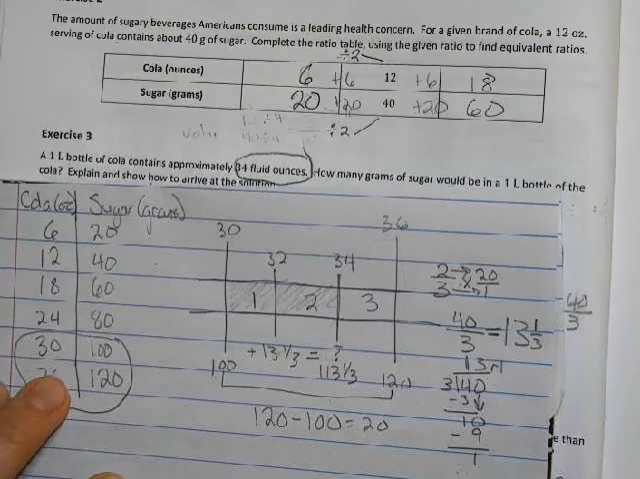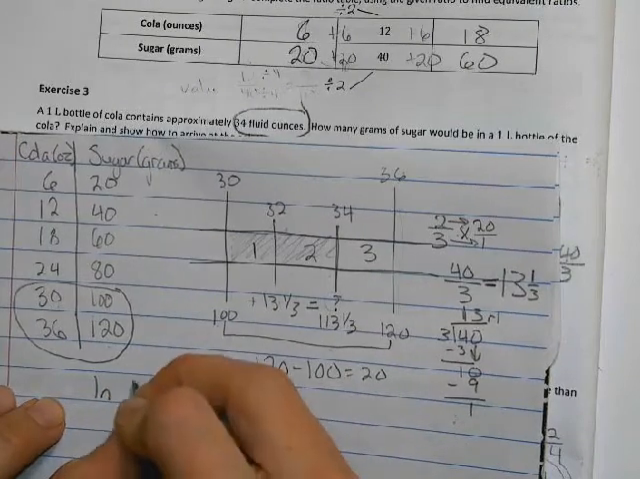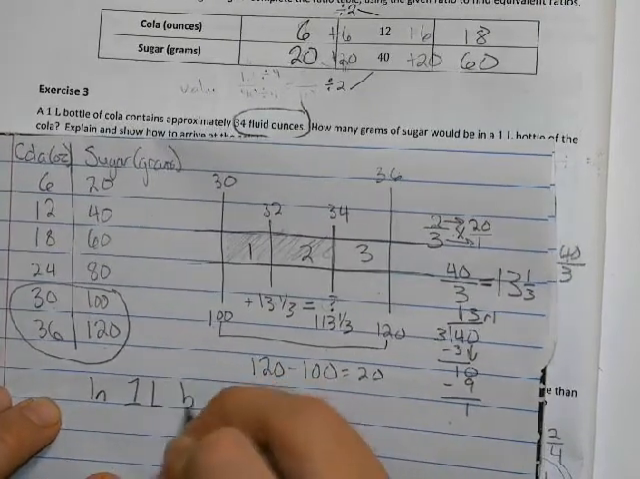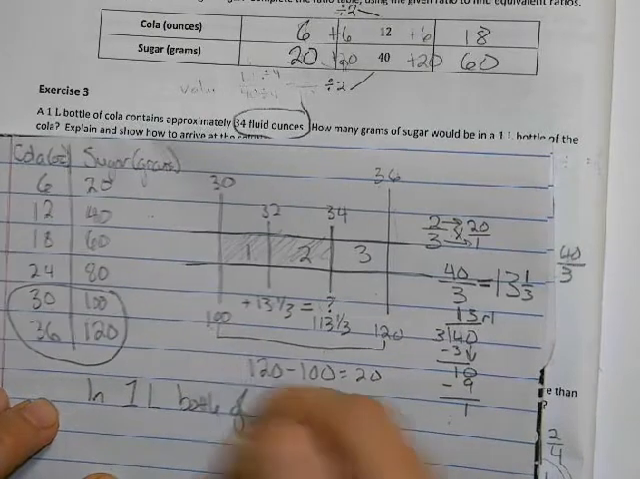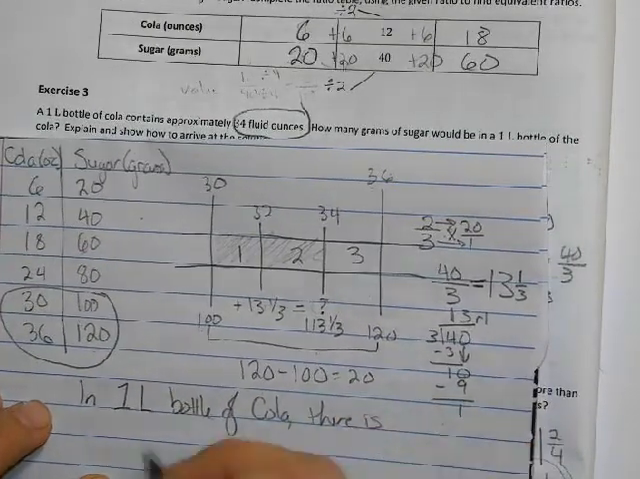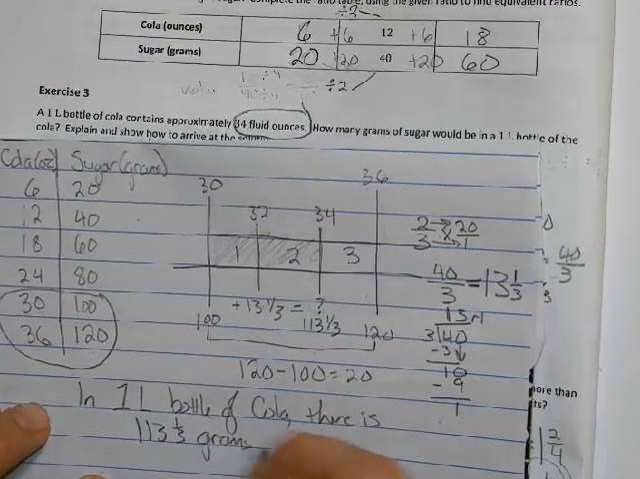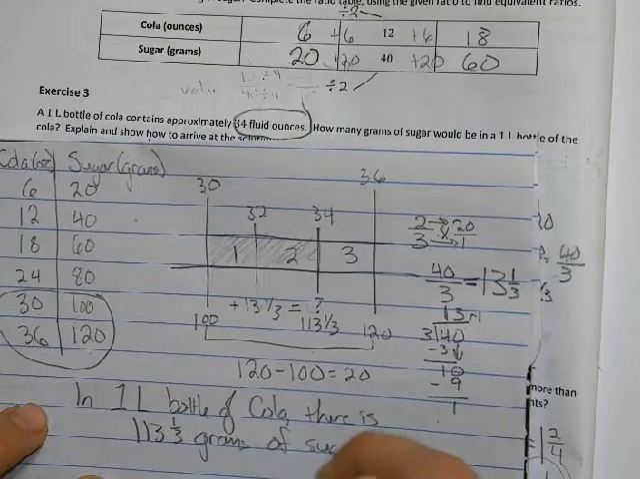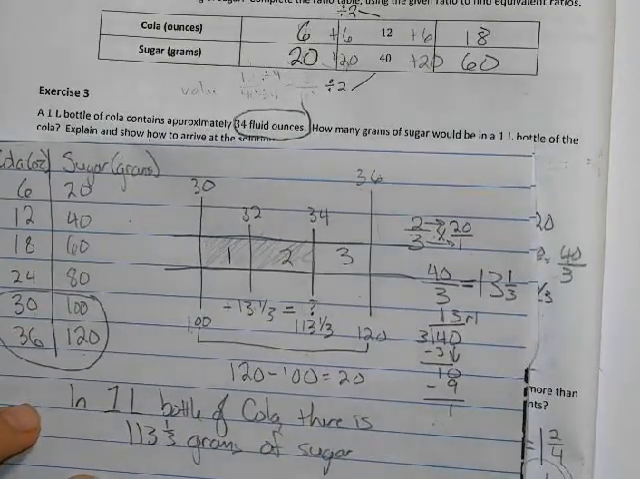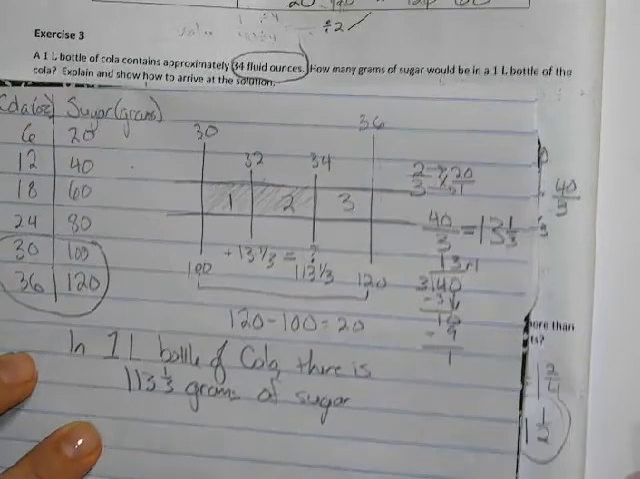So my answer then is that in 1 liter bottle of cola, there is 113 and 1/3 grams of sugar. And that is how you'd use a double number line to answer that question.